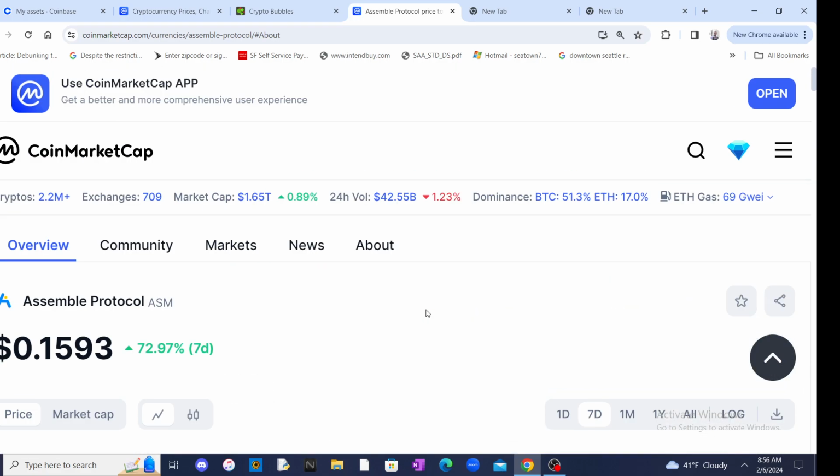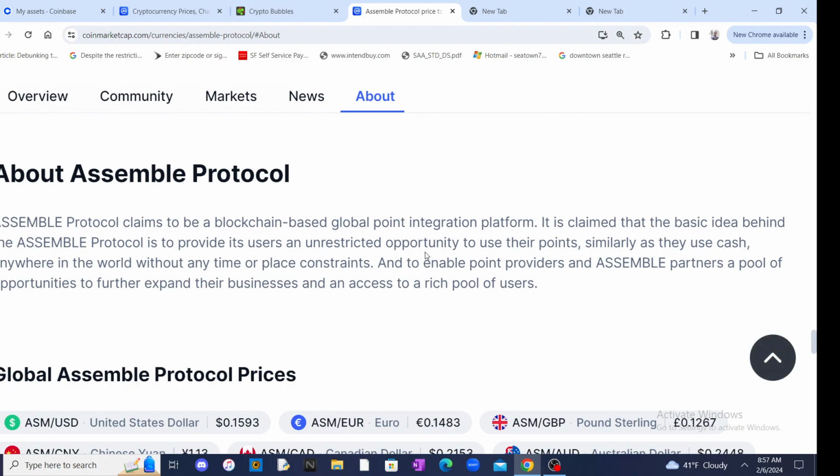So let's talk a little about the project. Don't want to forget about that. Okay, so Assemble Protocol claims to be a blockchain-based global point integration platform. It is claimed that the basic idea behind the Assemble Protocol is to provide its users an unrestricted opportunity to use their points similarly as they use cash anywhere in the world without any time or place constraints, and to enable point providers and Assemble partners a pool of opportunities to further expand their businesses and access a rich pool of users.